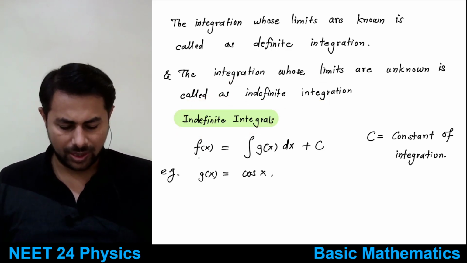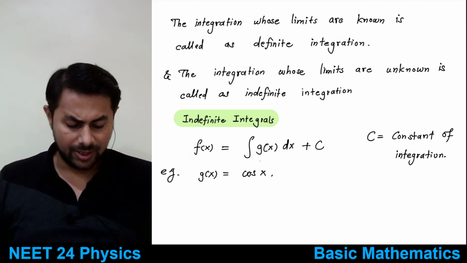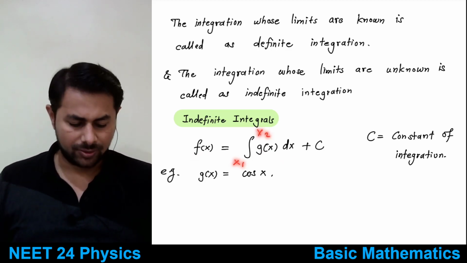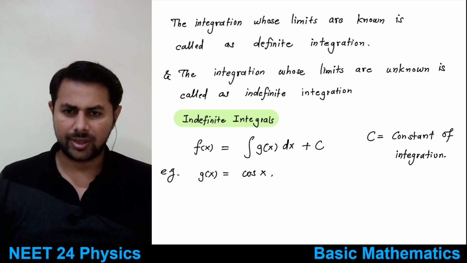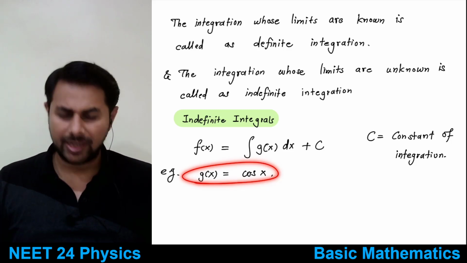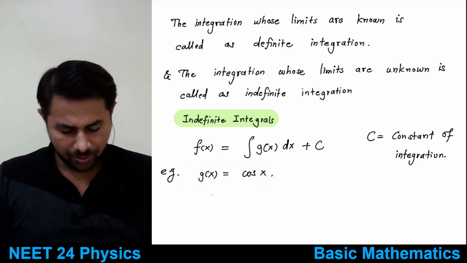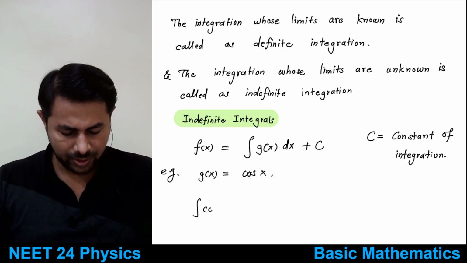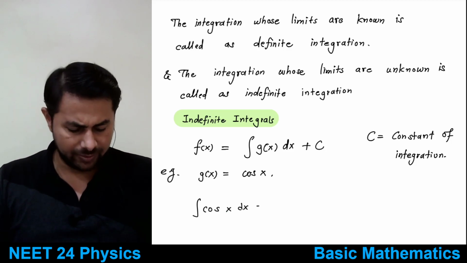Suppose you have f of x is equal to integral of g of x dx, but here the limits x1 and x2 are not known. So what we do is we put a constant. This is known as the constant of integration. For example, g of x is cos of x. So if you integrate this, integration of cos of x dx is equal to, what is the integration?